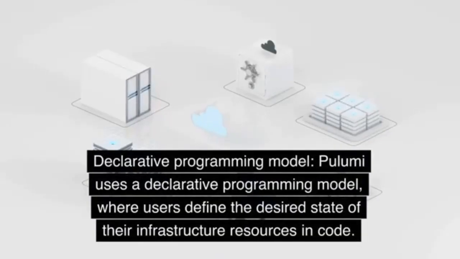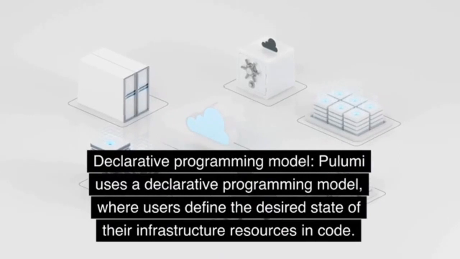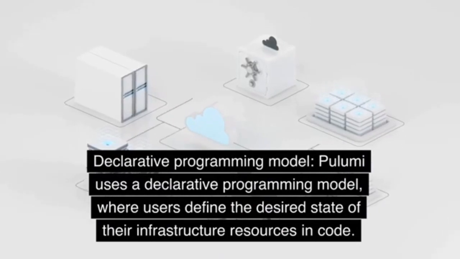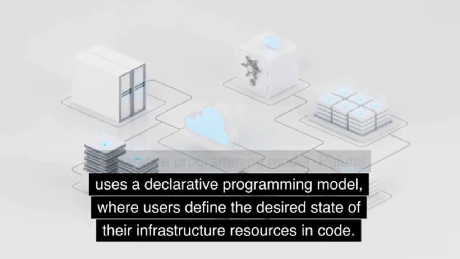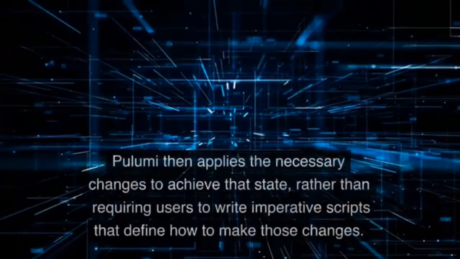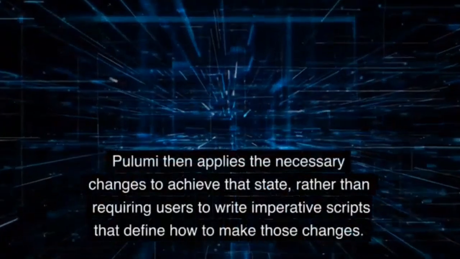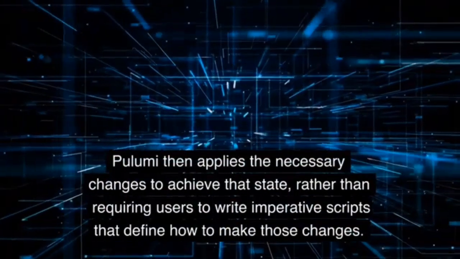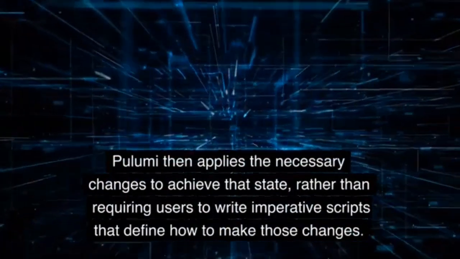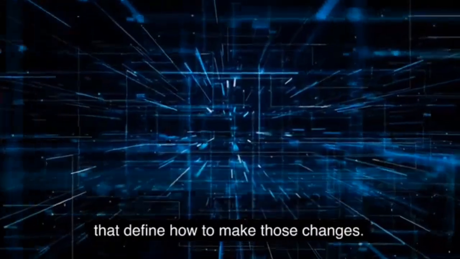Declarative programming model. Pulumi uses a declarative programming model, where users define the desired state of their infrastructure resources in code. Pulumi then applies the necessary changes to achieve that state, rather than requiring users to write imperative scripts that define how to make those changes.